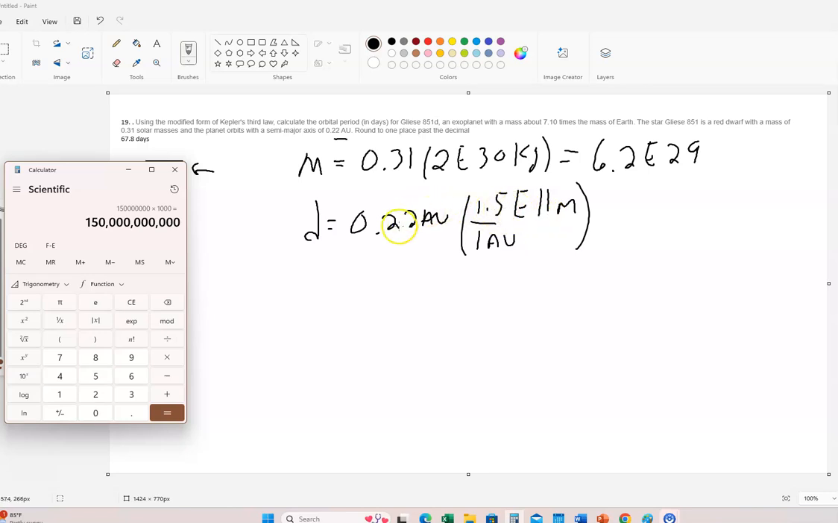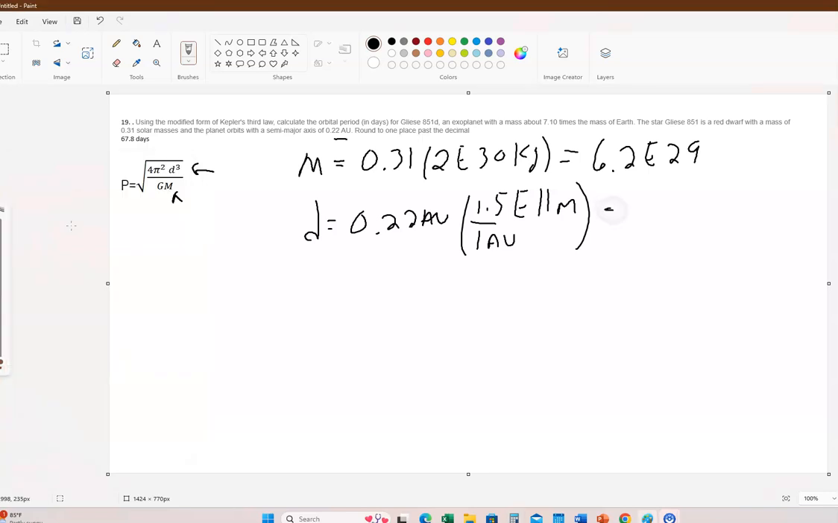If you multiply that times 0.22 AU, that's what D is in meters. So it's 3.3 times 10 to the 10th meters. Now we're ready to go, and I have everything in the proper units. This is in kilograms, this is in meters.